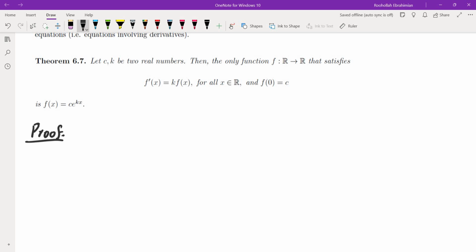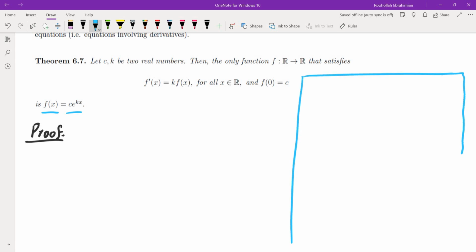Let c and k be two real numbers. Then the only function f from R to R that satisfies f prime of x equals k f of x for all x in R, and f of 0 is equal to c, is f of x equals c e to the power of kx. So again, we have two functions, f and c e to the power of kx, that we want to show they are the same. So the first thing that we can think is that we have some information about f prime.